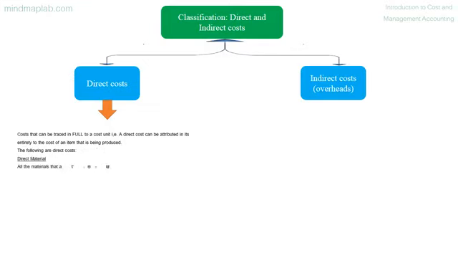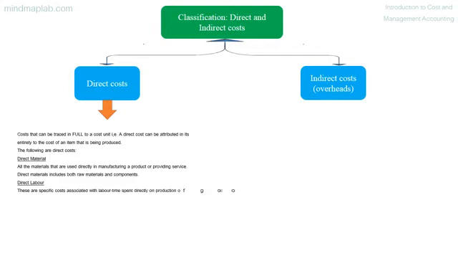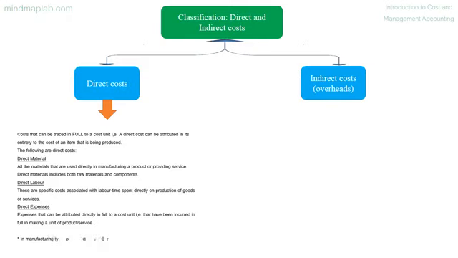Direct material. All the materials that are used directly in manufacturing a product or providing a service. Direct materials include both raw materials and components. Direct labor. These are specific costs associated with labor time spent directly on production of goods or services. Direct expenses. Expenses that can be attributed directly in full to a cost unit, that is, that have been incurred in full in making a unit of product or service. Remember, in a manufacturing type organization, direct expenses are not common.